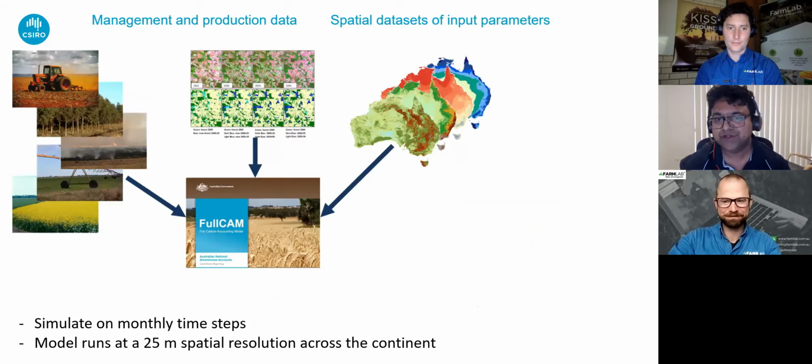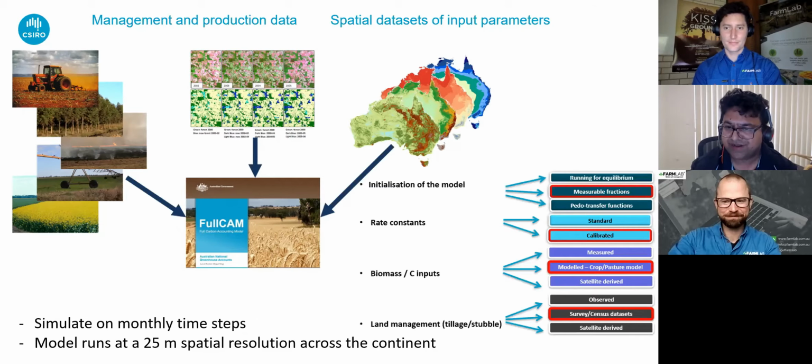Once you have all those inputs, you combine everything in the fantastic model, FullCAM, sitting in the middle, and you run it. At national scale in Australia, across the continent, for the land sector, it's run at 25 meter spatial resolution and monthly time steps. So it's a huge amount of data being generated from this modeling. So if you look at that previous slide, at national scale, initialization is done using measurable fractions. Rate constants are calibrated for Australian conditions, crop and biomass inputs and carbon inputs come from the model, and then land management information comes from the survey census data.